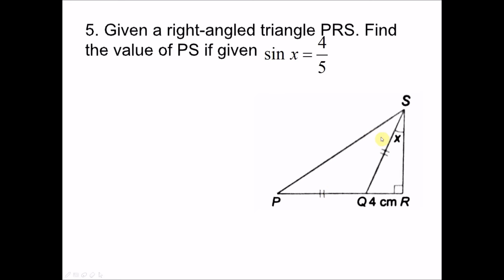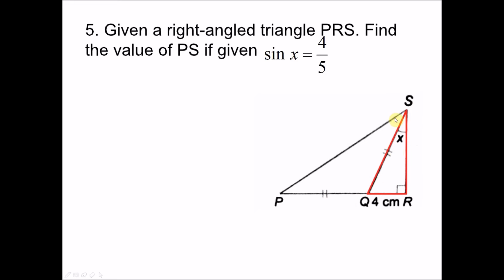Now, since given sine x equals 4/5, and x is here, we are now looking at this small triangle first, this triangle SRQ, this red triangle here. So we ignore the other sides first. Before we look at the formula, we try to name the sides. Since this is a right angle triangle, this side, which is opposite the right angle, will be the hypotenuse. This side is opposite to x, so opposite side. This side here is the adjacent side.